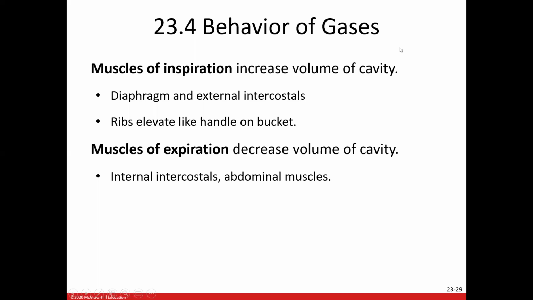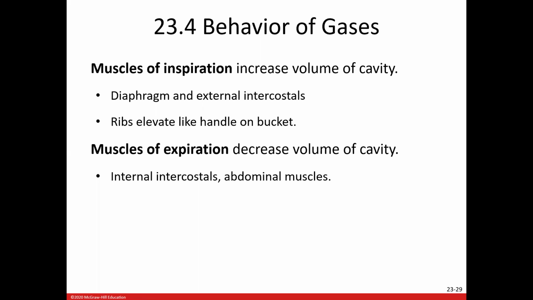Okay, so now that we've covered all the anatomy of the respiratory system, the rest of this lecture is going to be looking at all the physiology, as well as all the chemical and behavioral aspects of the respiratory system. So to start out this section, we're going to talk about the behaviors of the gases we're talking about, in this case, oxygen and carbon dioxide.